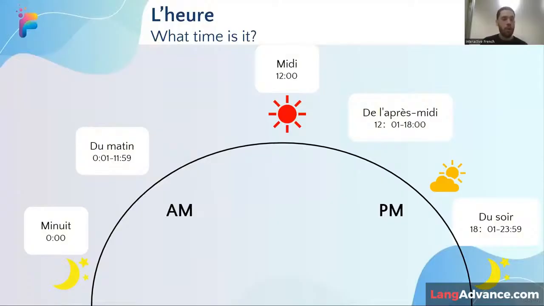It's totally flexible. You can read the 24-hour clock, or you can specify with du matin, de l'après-midi, du soir. It's totally up to you. You would hear people in France, in other French-speaking countries, using both interchangeably. So you are totally allowed to do whatever you feel most comfortable with. Just be aware that both exist.